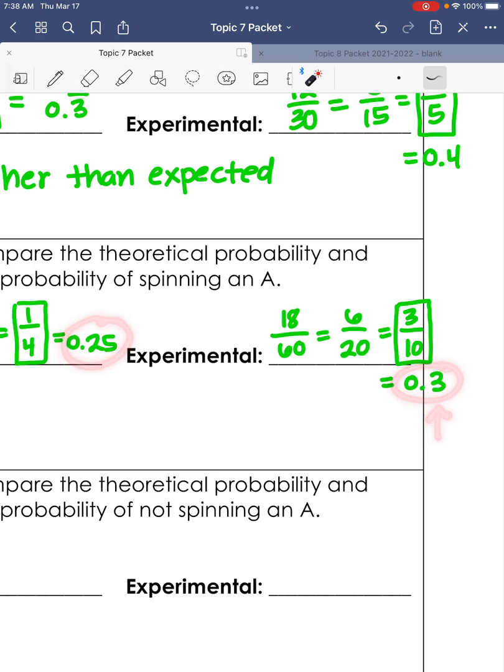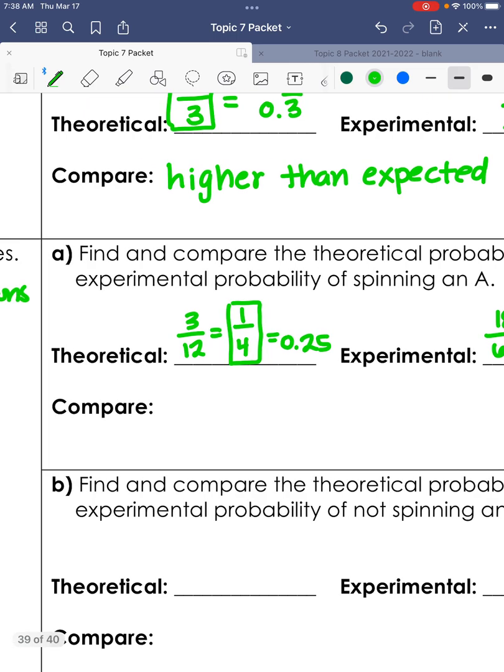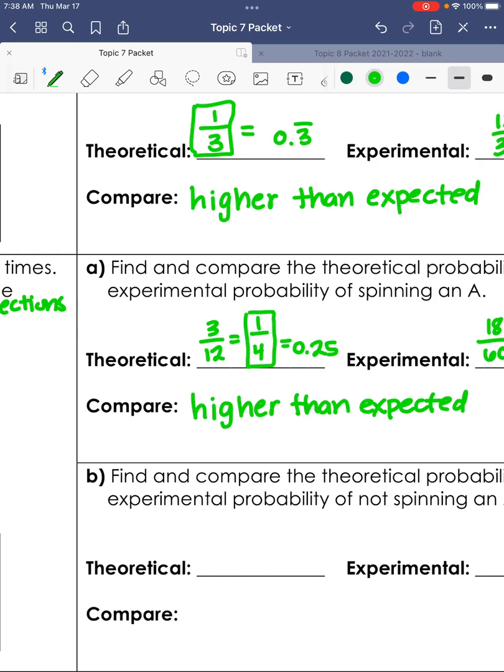So I know that the experimental probability is higher than expected. So where it says compare, that's what we're going to write. Higher than expected. Because remember, the theoretical is what we expected to happen, and the experimental is what actually did happen. So the experimental probability is higher than expected.